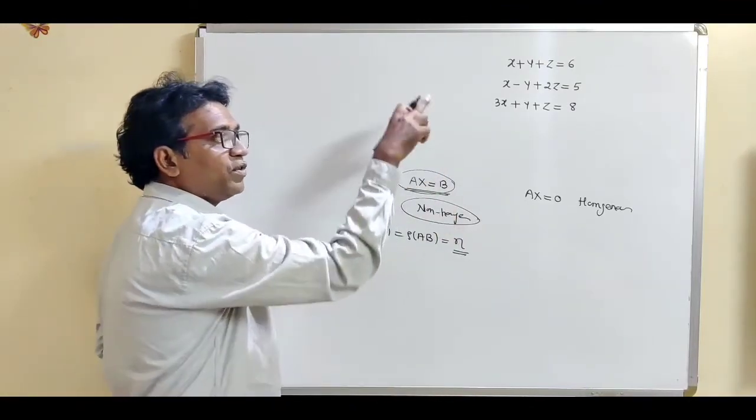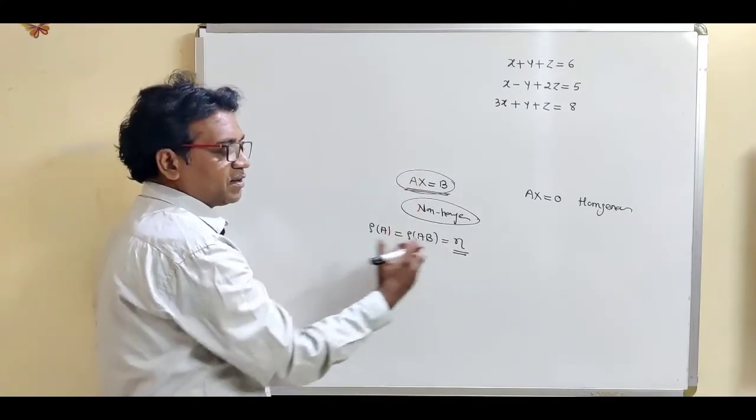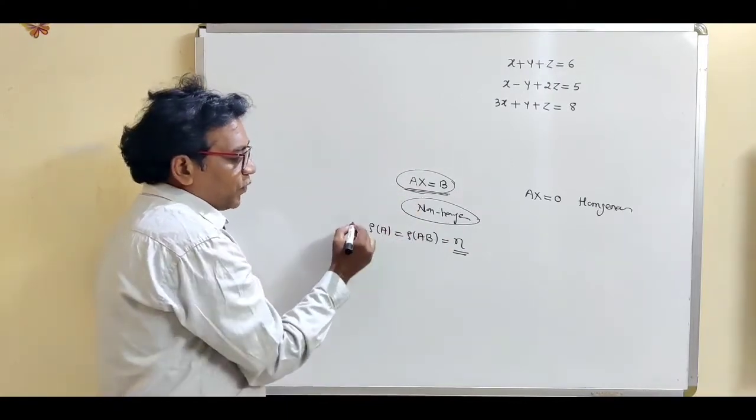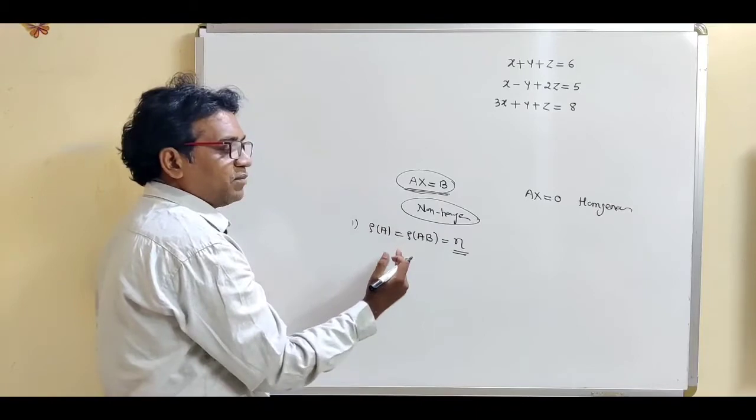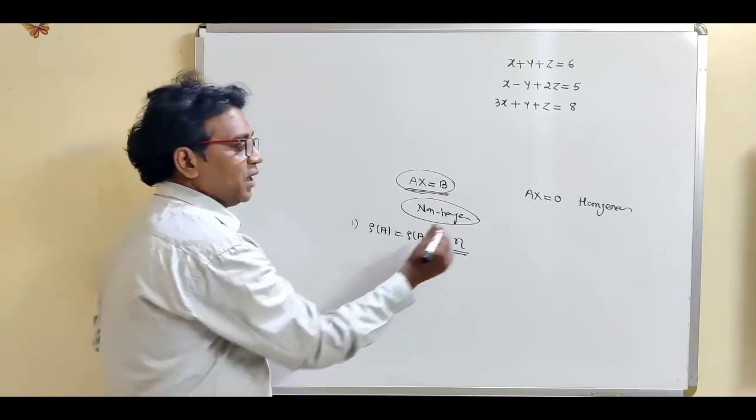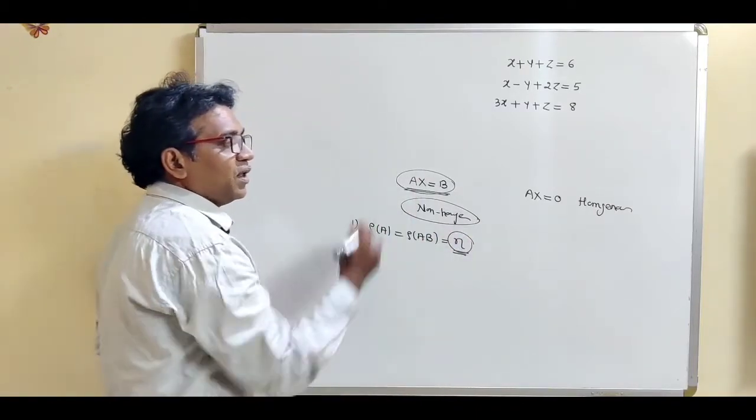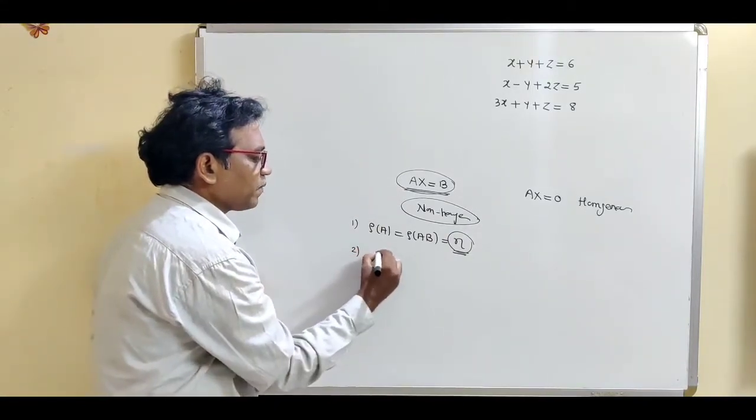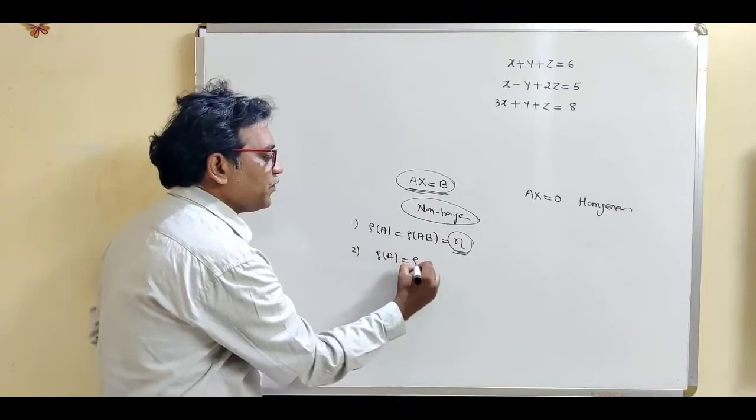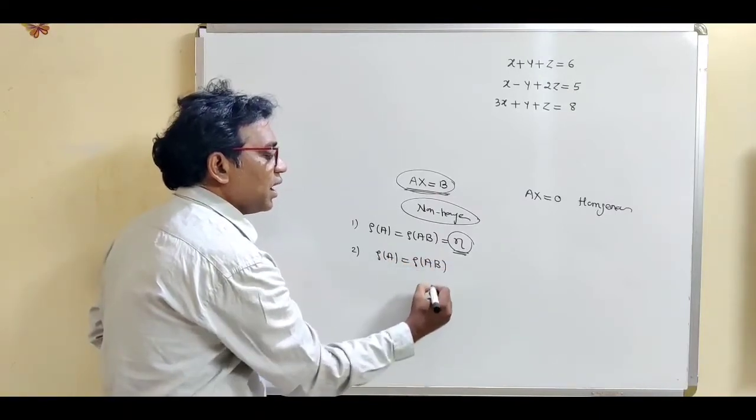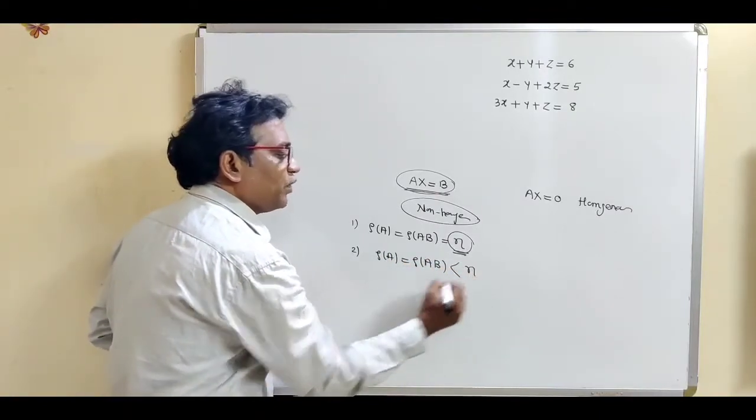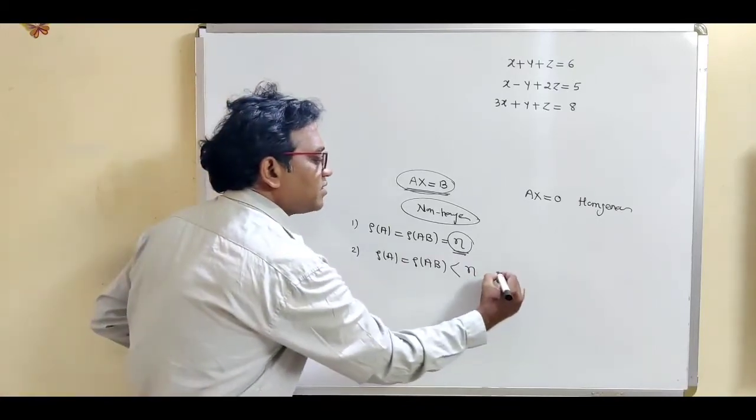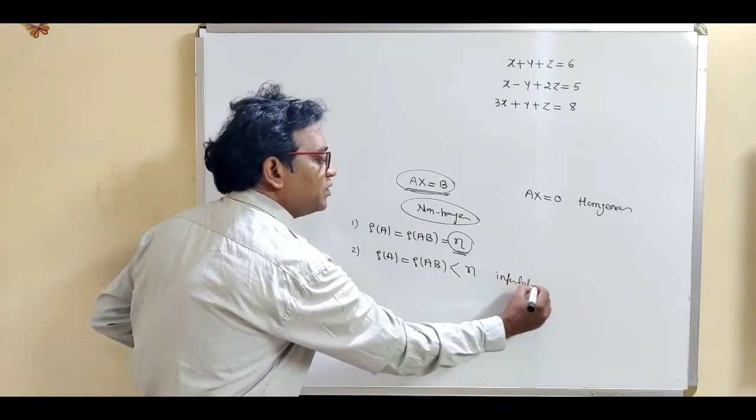we are given 3 unknowns, x, y, z. If rank of A and rank of AB both are equal, and it is equal to the number of unknowns, then the system has a unique solution. And what is the second statement? If the system is consistent, and this rank is less than the number of unknowns, then the system has infinitely many solutions.